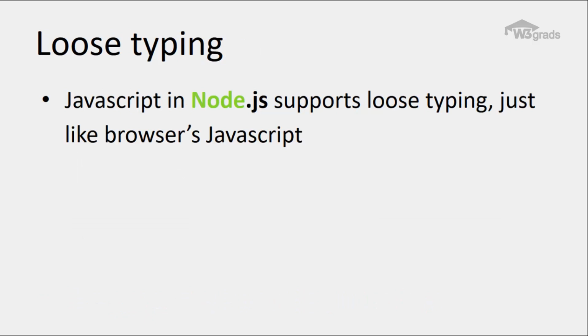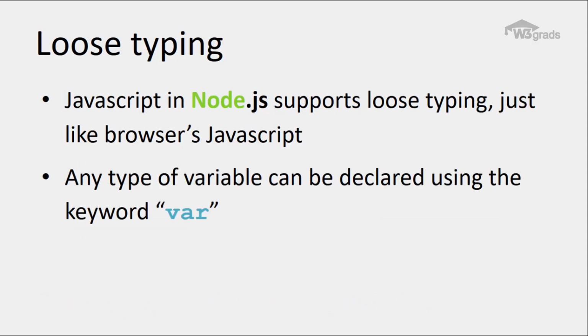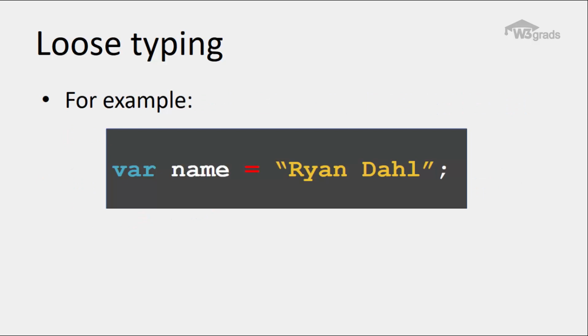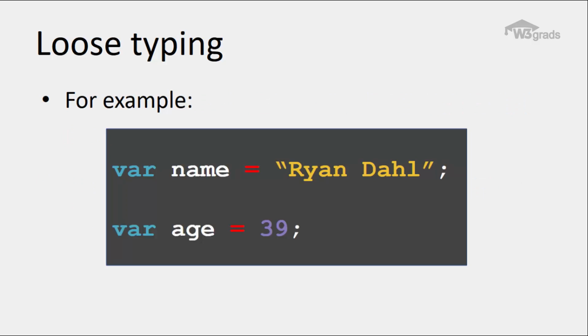JavaScript in Node.js supports loose typing just like browser's JavaScript. You can declare a variable of any type by using the var keyword. For example, var name = "Ryan Dahl". var age = 39.